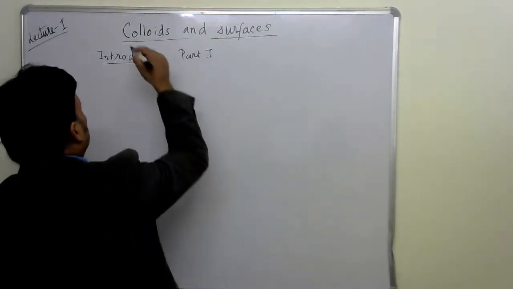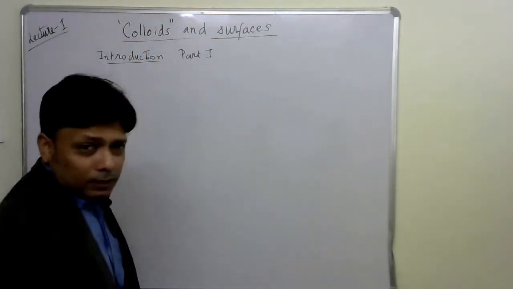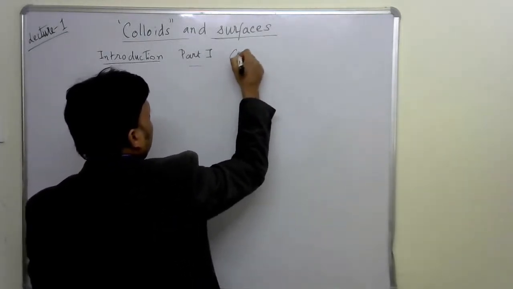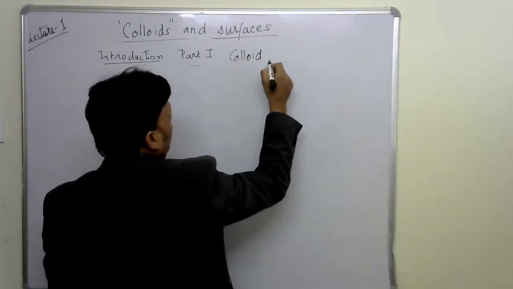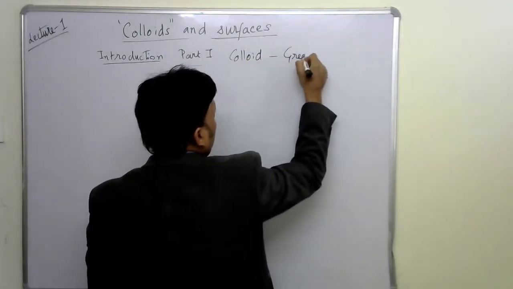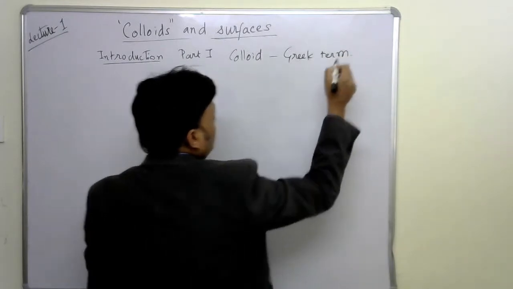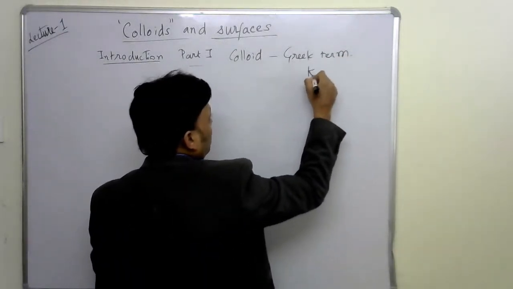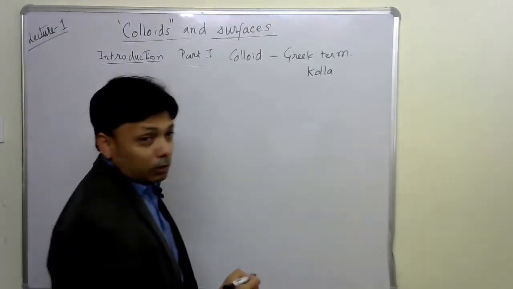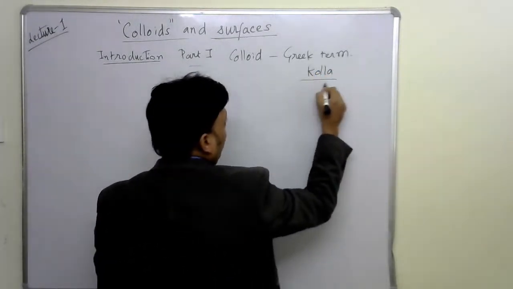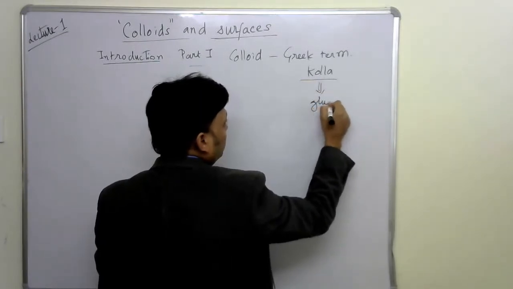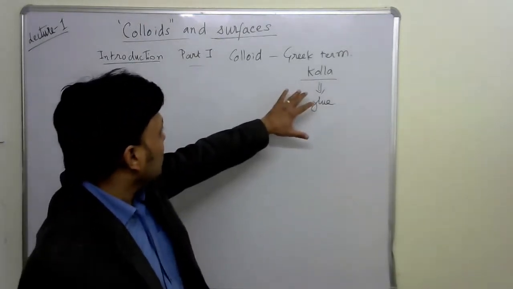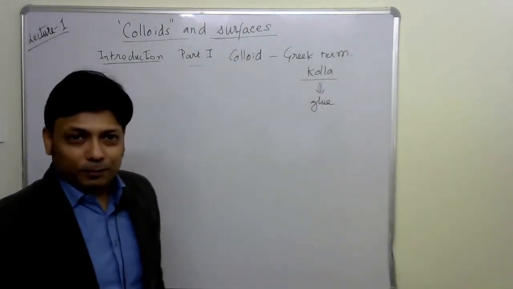So let's first start with the word colloids. This part, colloid, is actually coming from a Greek term. In ancient days, Greek people used to refer to a material as kolla, K-O-L-L-A, and it literally means glue. From that term kolla, the term colloid got developed.